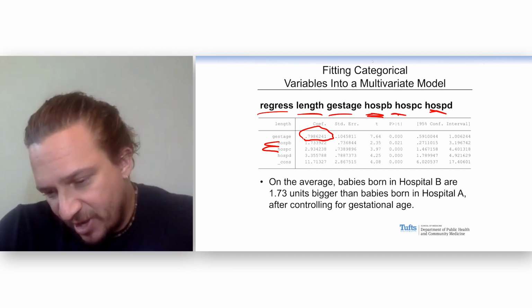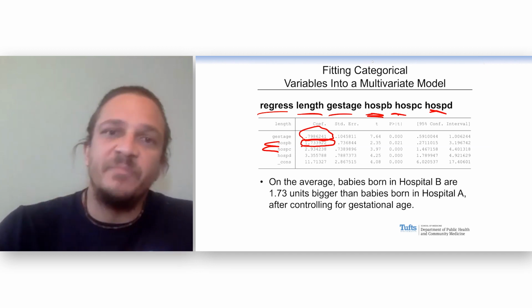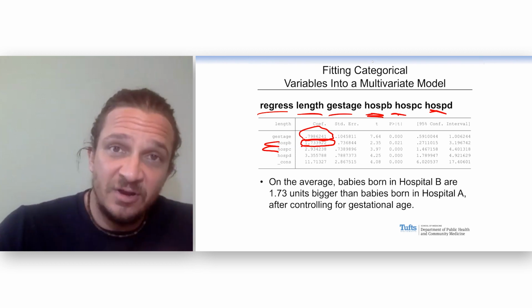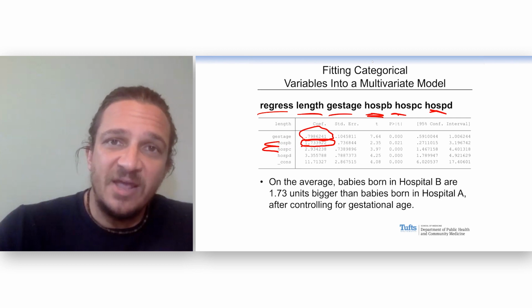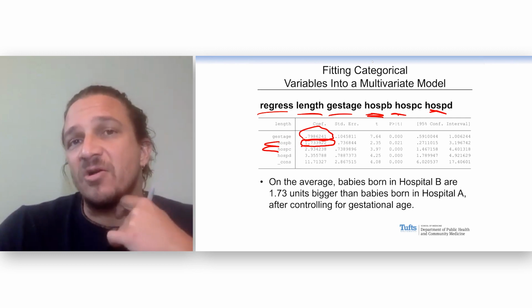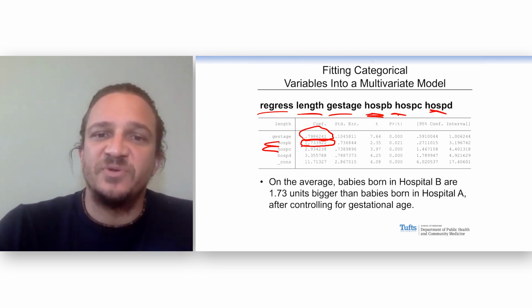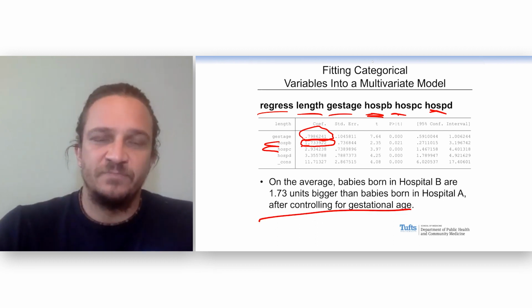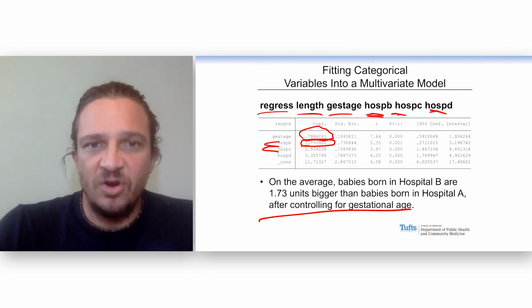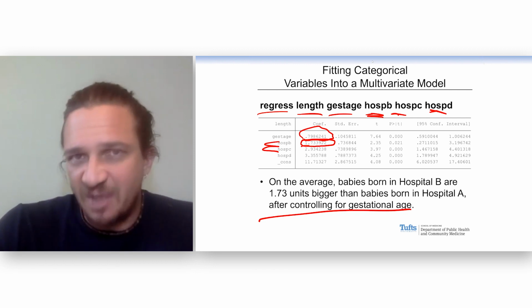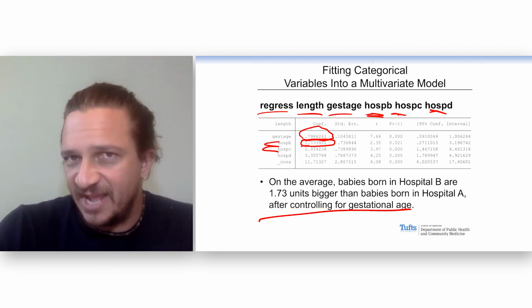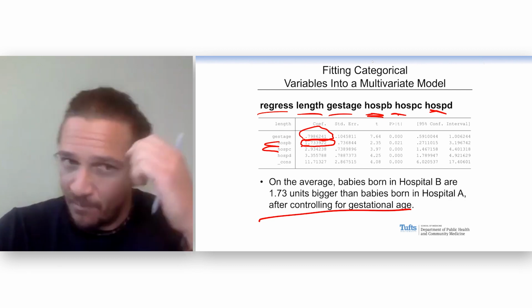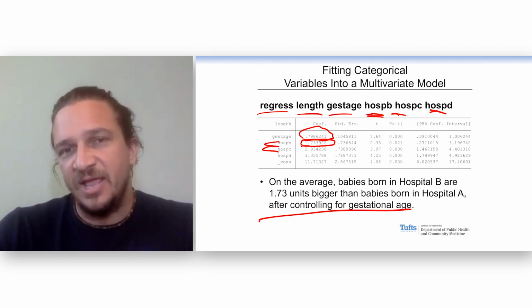So we have a slope here for hospital B, 1.73, and our interpretation becomes, on the average, babies born in hospital B are 1.73 bigger than babies born in hospital A after controlling for gestational age, because it's a multiple linear regression. So this is the concept of reference level coding. Take this categorical multi-level variable and turn it into binary variables, which you can fit into the model.